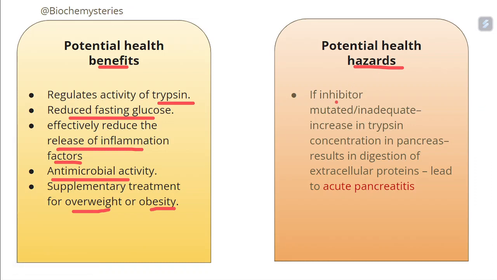And if we talk of hazards, if this inhibitor is inadequate or somewhere mutated, then what will happen? The trypsin concentration will not be regulated. And as a result, what will happen? The trypsin will be in activated form. It will start digesting even its own cellular proteins and will cause inflammation of the pancreas, which in medical terminology we call acute pancreatitis.